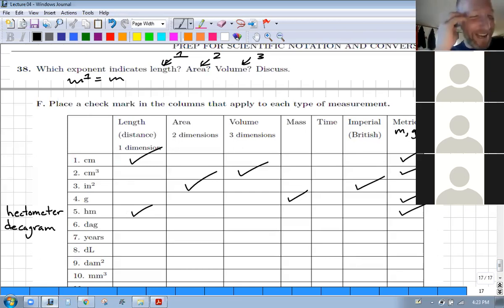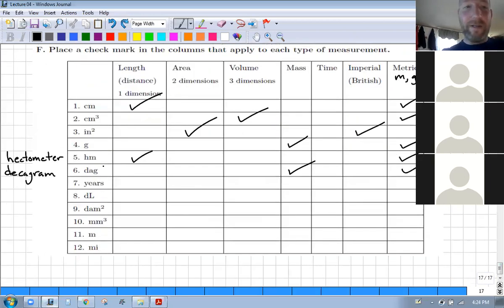It is a unit of mass in the international system of units, which is the metric system. So it's a mass, and it's metric because it's based in grams. Years would be time. That's both imperial and metric. However, a light year would be a length. It's the distance that light travels in 1 year.